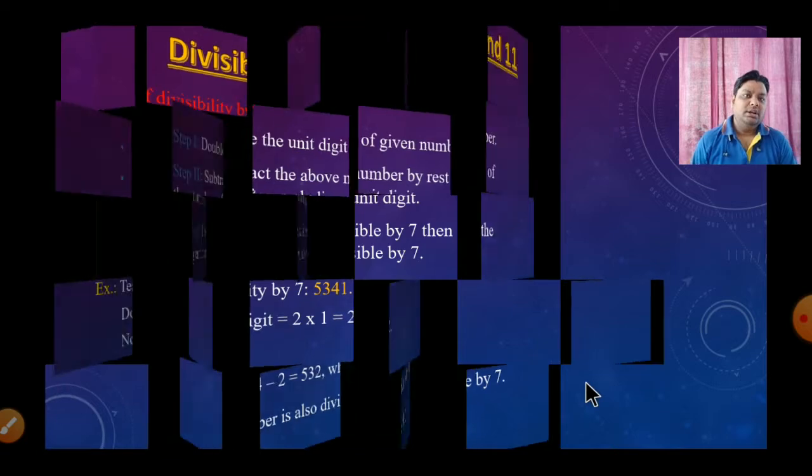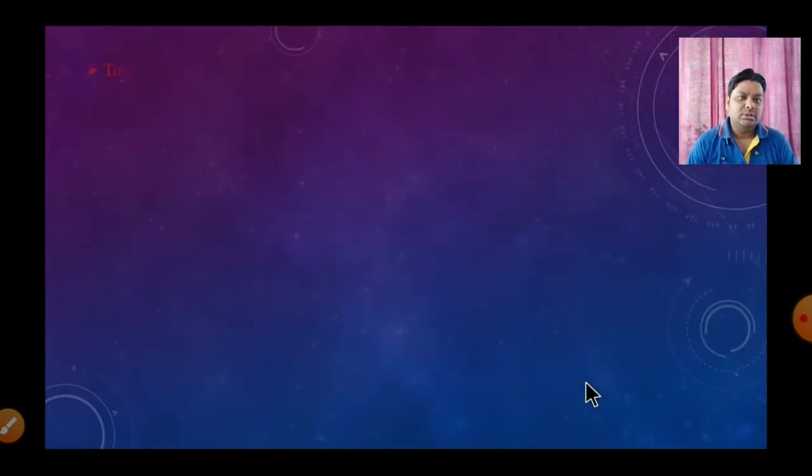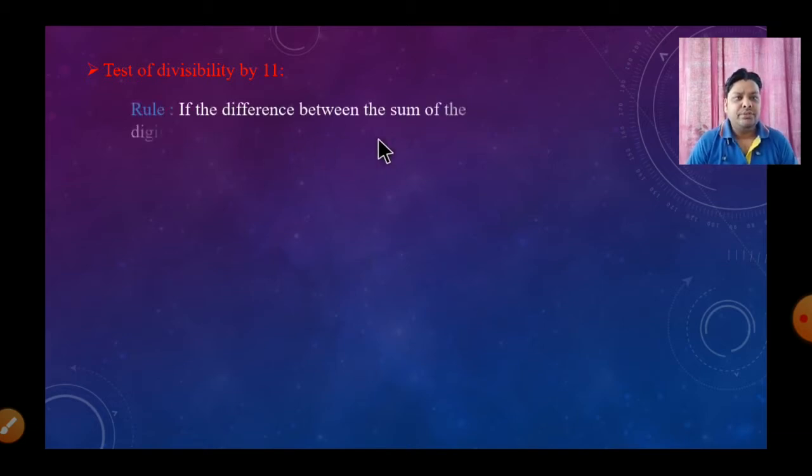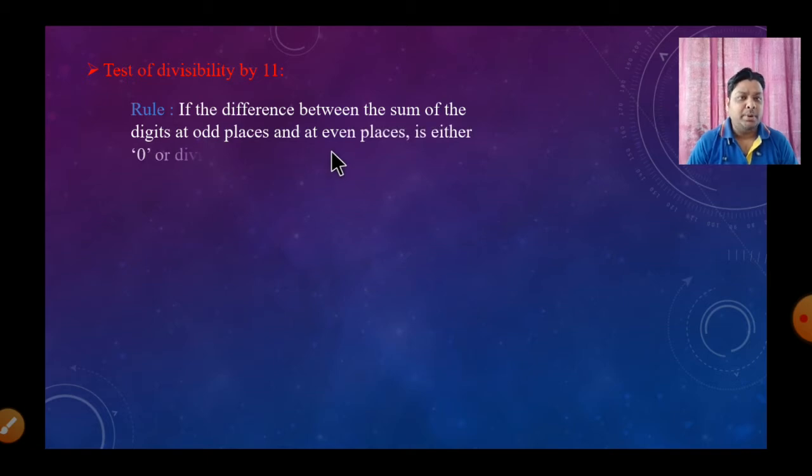Now let's see the other test, the last one, the test of divisibility by 11. In that case we have to see a rule. What is the rule? We have to look at the digits at odd places and the digits at even places, and subtract the two sums. Then if the difference is 0 or divisible by 11, we can say that the number is also divisible by 11. So let's see one question. Now we have to check.